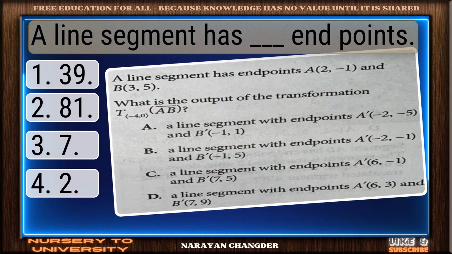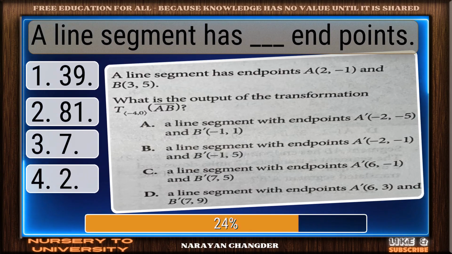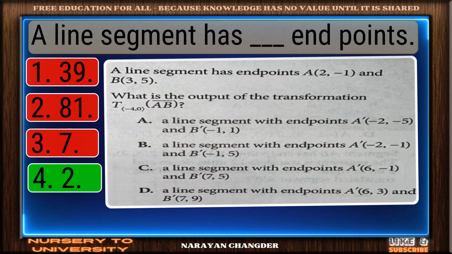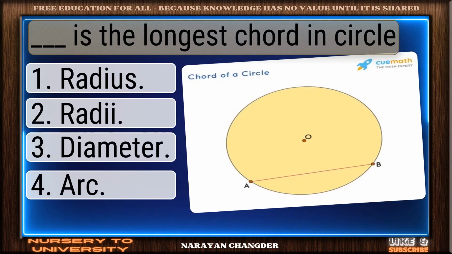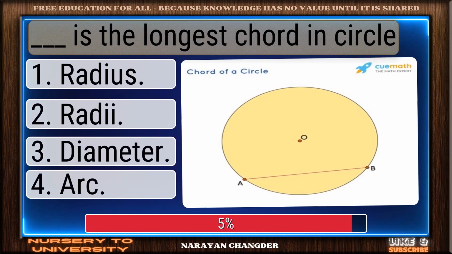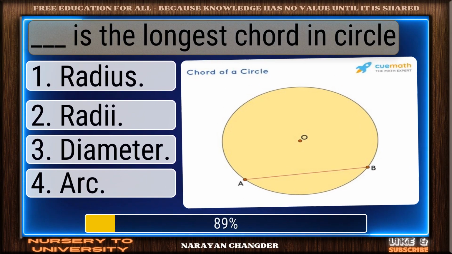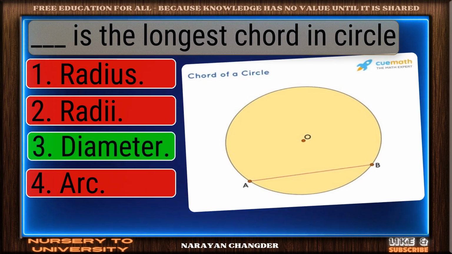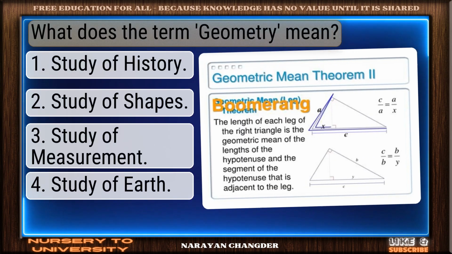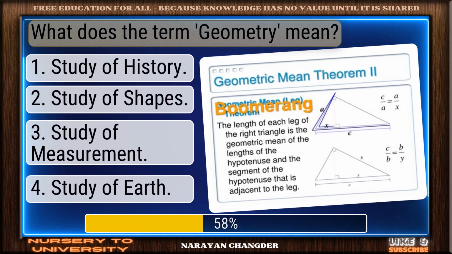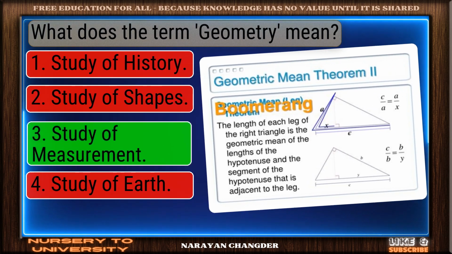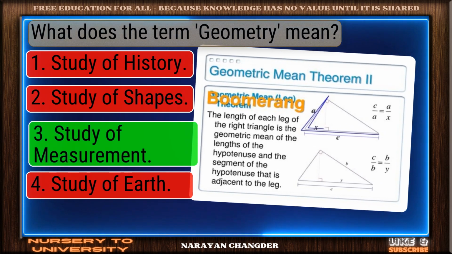A line segment has dash endpoints. Great thinking. 2 is the right choice. Dash is the longest chord in circle. Good thinking. Diameter is the right answer. What does the term geometry mean? On track. Study of measurement is the correct answer.